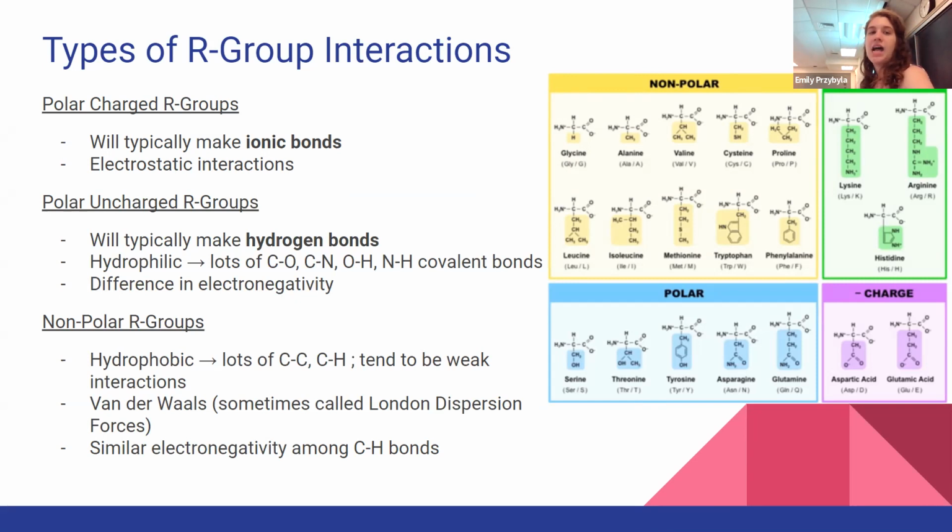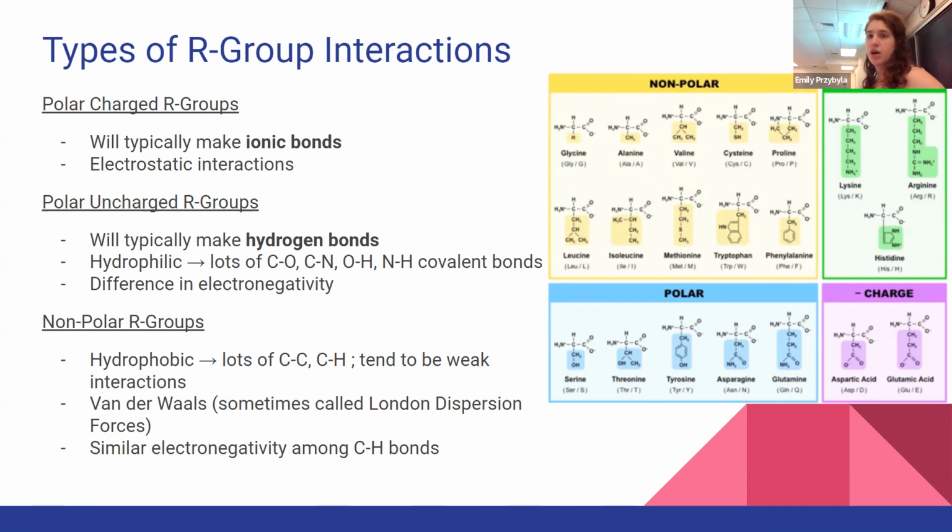I will say that polar charged R groups and polar uncharged R groups can also make hydrogen bonds because if you look at, say, arginine, there's an NH group that has a plus, NH2 plus. There's also an NH2 group that does not have a charge on it, which means it can hydrogen bond with a polar group. Does that make sense? Just because it's charged doesn't mean it can only make ionic bonds. It can also make hydrogen bonds, just not with the atoms that are charged.